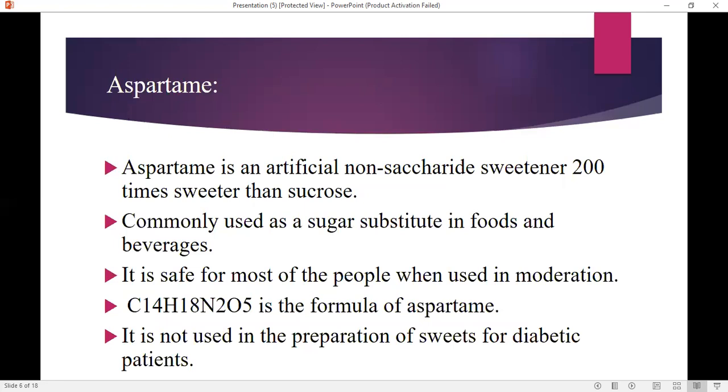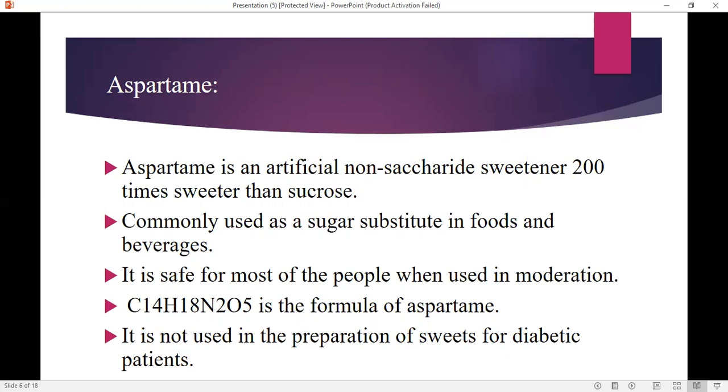Aspartame. Aspartame is an artificial non-saccharide sweetener, 200 times sweeter than sucrose. Sucrose is basically the natural sugar which we use in our daily life. Aspartame is commonly used as a sugar substitute in foods and beverages. It is used in the place of natural sugar in foods and beverages.